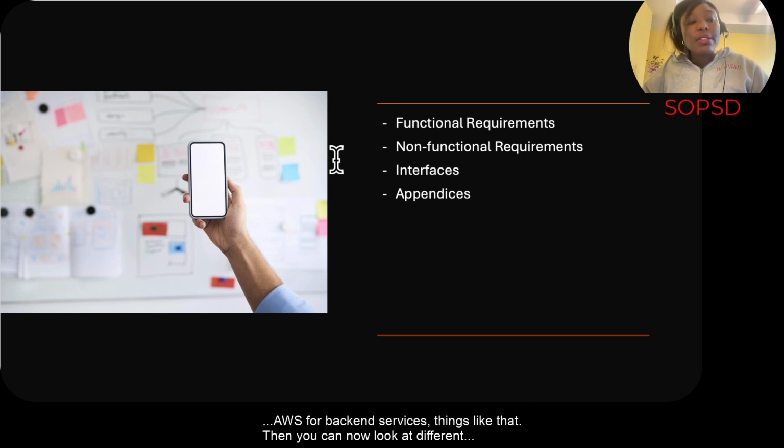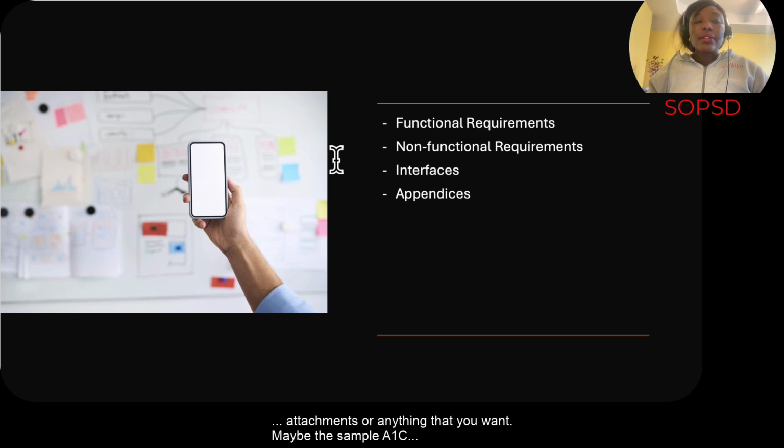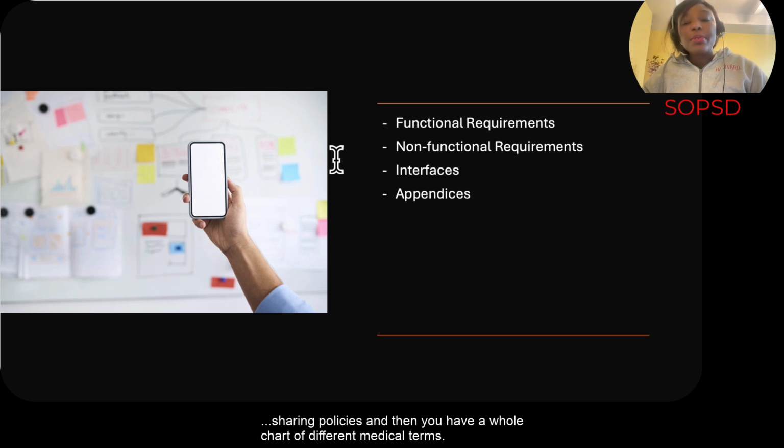Now look at different communication interfaces. Do you want push notifications? Do you want email notifications? So different interfaces. And then the appendices will have attachments of anything you want. Maybe the sample A1C chart ranges, maybe a sample of charts, consent and data sharing policies, and a whole chart of different medical terms. So these are the things that you want to have when you create a software requirement specification.